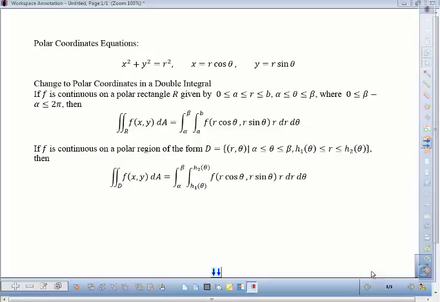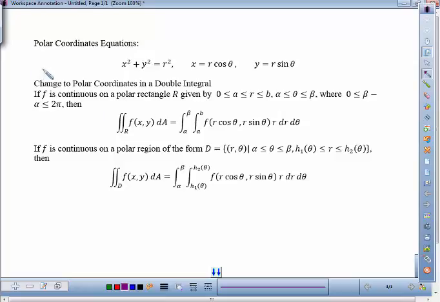So let's remind ourselves of some polar coordinate stuff. The ideal situation is that if we have something in Cartesian coordinates that looks like a circle or a piece of a circle, or anything that's related to a circle, then it would be nice for us to change into polar coordinates, because there's a good chance that our integral then would have constant limits.